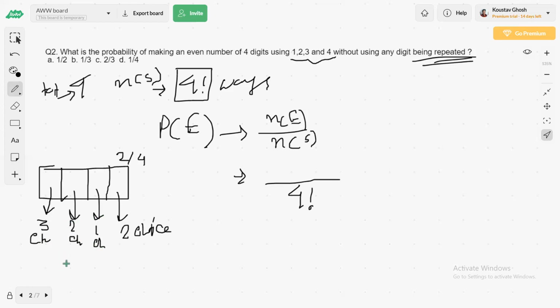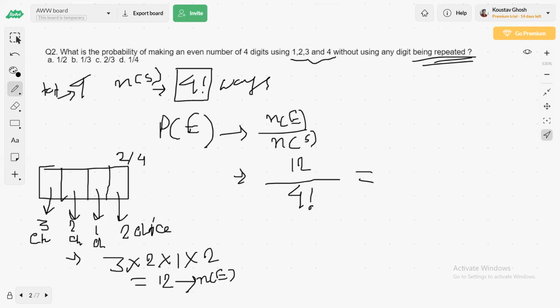So the number of even numbers is 3 into 2 into 1 into 2. What is the result? 12. So the number of even numbers is 12. We know that 4 factorial is 4 into 3 into 2 into 1, that is 24. So 12 by 24 is nothing but 1 by 2, that means half. So A is the right answer.